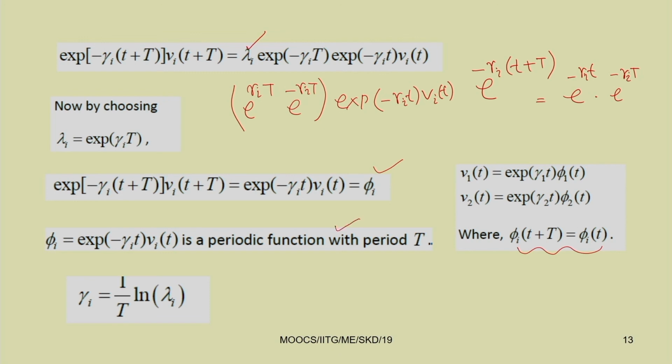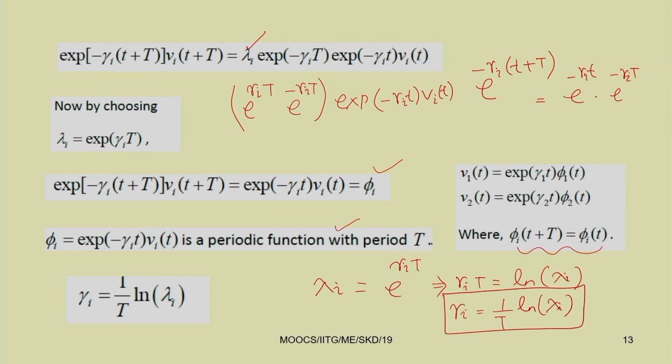So we can take this as a periodic function with period T, where from this equation we have taken lambda_i equal to e to the power gamma_i T. This implies gamma_i T equal to ln lambda_i. So from this we can write gamma_i equal to 1 by T ln lambda_i. This is known as the Floquet multiplier. You can find this Floquet multiplier also: gamma_i equal to 1 by T ln lambda_i.